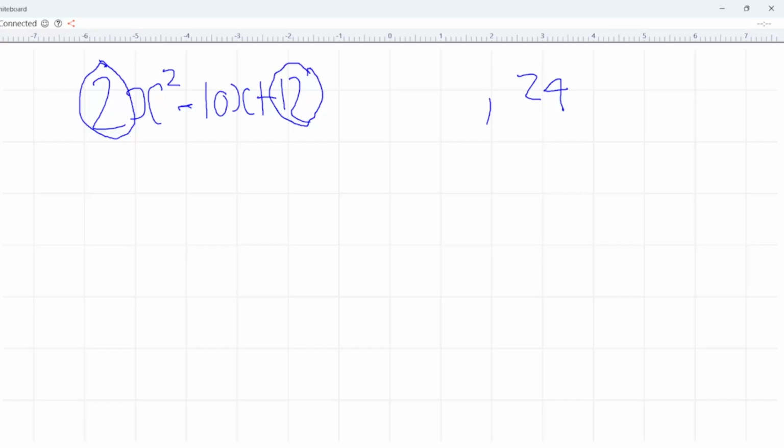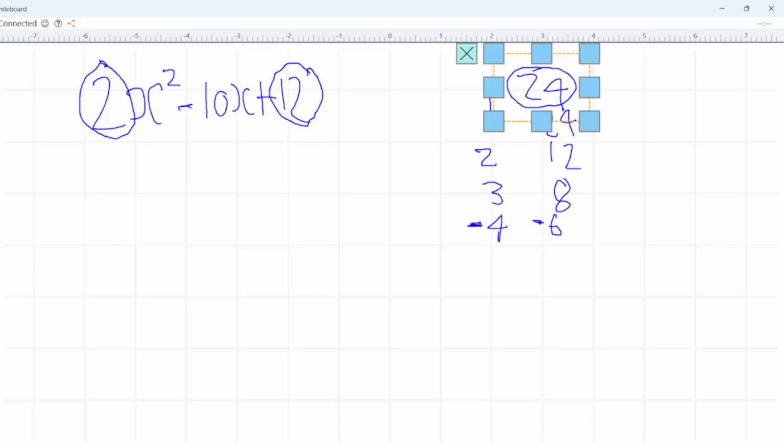So obviously there's 1 and 24. I already know the answer, but I'm just going to write them out for the sake of it. 2 and 12, 3 and 8, and then 4 and 6. So minus 4 and minus 6 multiply to 24, and add to minus 10. So then what we do is we just write it out.